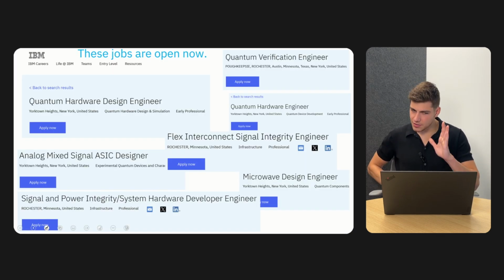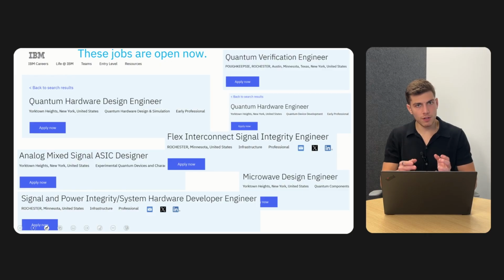Let's just look. Here's a couple of screenshots from jobs that are live on IBM's website right now. Quantum hardware design engineer, analog mixed signal ASIC designer, signal and power integrity system hardware developer, quantum verification engineer, quantum hardware engineer, flex signal integrity engineer, microwave design engineer. These are all for the quantum computing team.